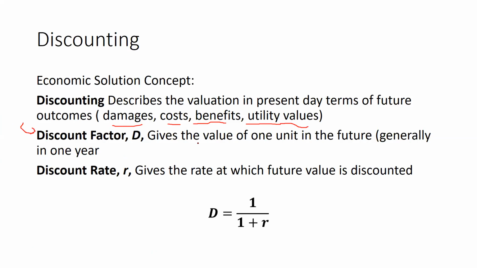A discount factor gives the value of one unit in the future in 1 year. So you can think of this one unit as $1, one utile if we're talking about utility values, one unit of something in 1 year. And to get that discount factor, we need a discount rate, the rate at which the future is discounted. So we've got a little formula here, D equals 1 over the quantity 1 plus R. Questions so far?